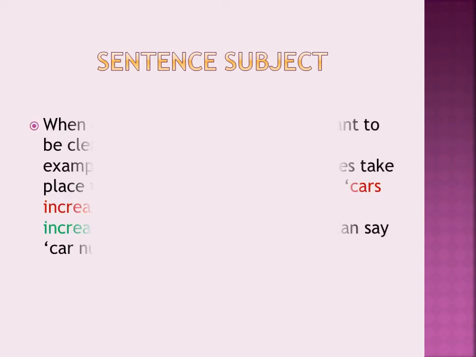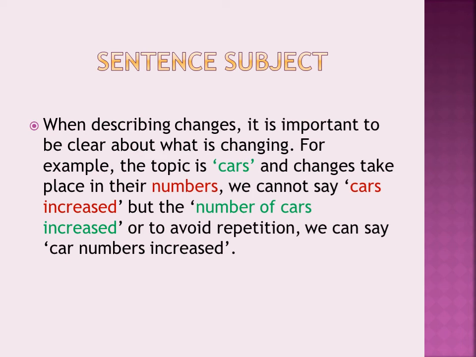Now let's talk about sentence subject. It's very important. When describing changes, it is important to be clear about what is changing. For example, the topic is cars, and changes take place in their numbers. We cannot say cars increased, but the number of cars increased. Or to avoid repetition, we can say car numbers increased. So, number of cars or cars number.